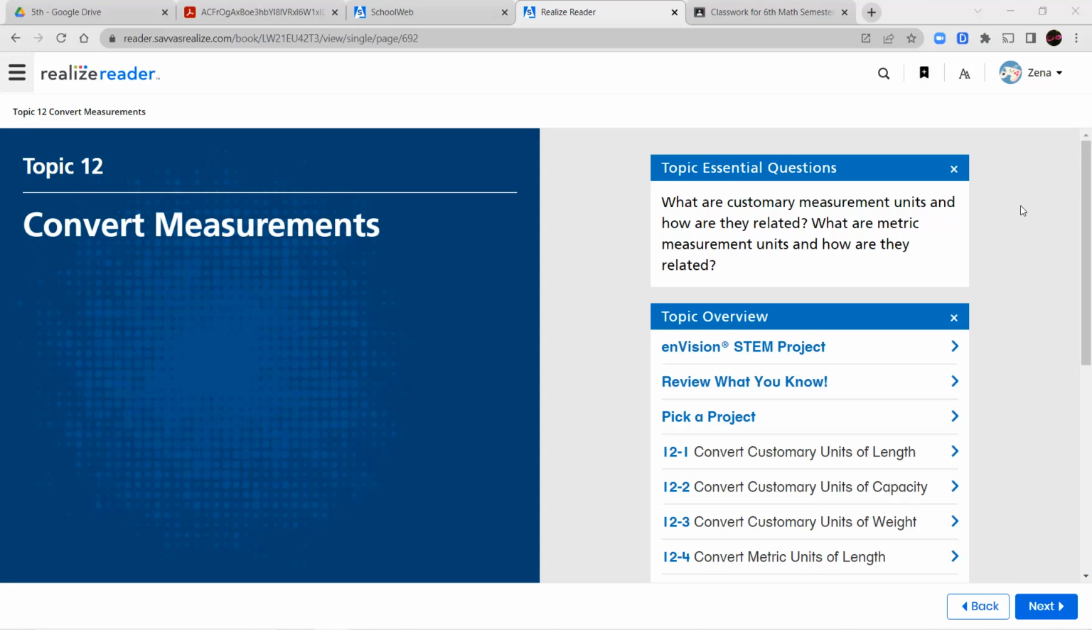Hello, and welcome to Topic 12 in Math. In this topic, or this chapter, we're going to talk about converting measurements. So our first lesson is going to be converting customary units of length.